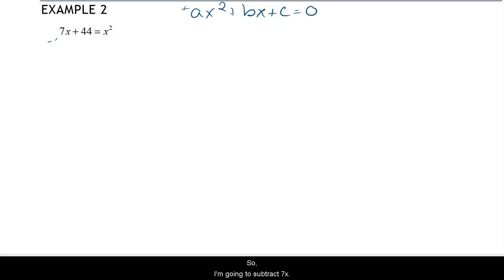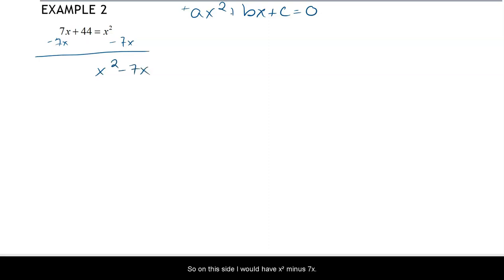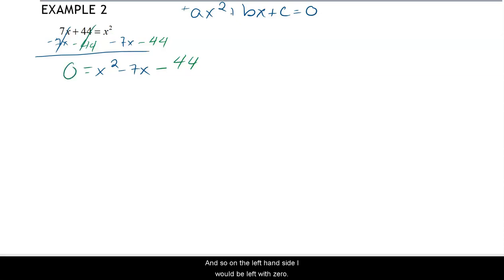So I'm going to subtract 7x. So on this side I would have x squared minus 7x. And then I'm going to also subtract 44. So then that would put a minus 44 out there. And so on the left-hand side, I would be left with 0. So in standard form, my equation would be 0 equals x squared minus 7x minus 44.